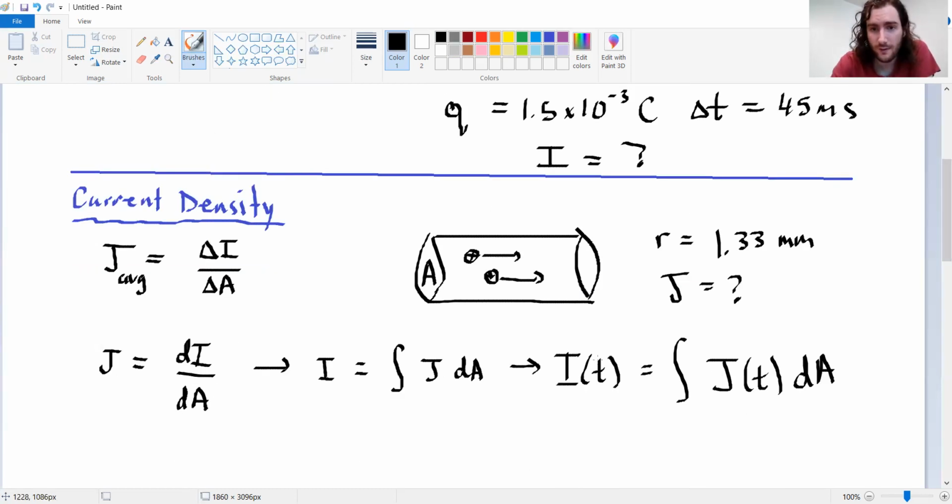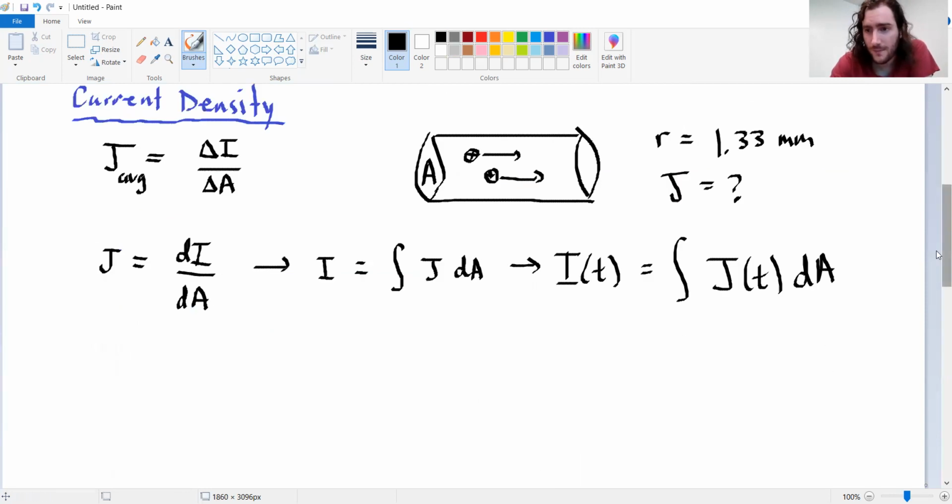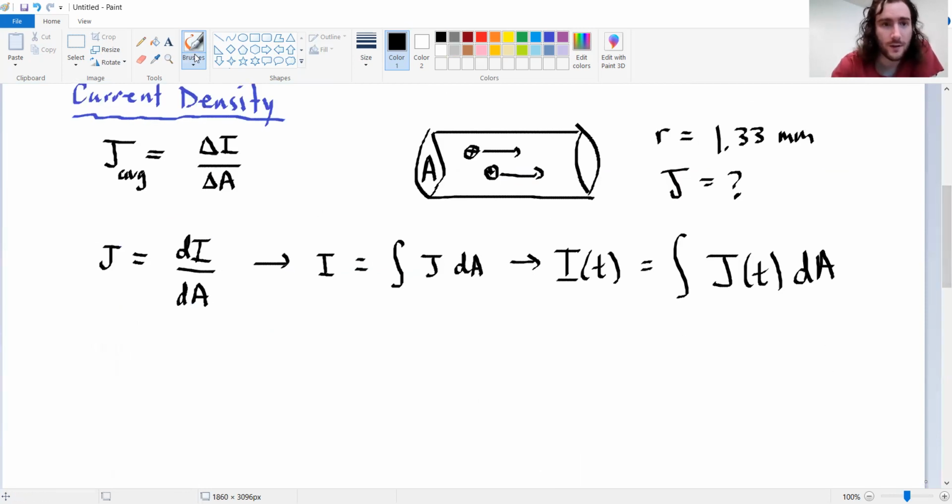Use the numbers you already have in your notes, and I'll scroll down here and get the next set of material ready while you work on that. Of course, you will see integrals sometimes, but in the case of the current density, not so often.